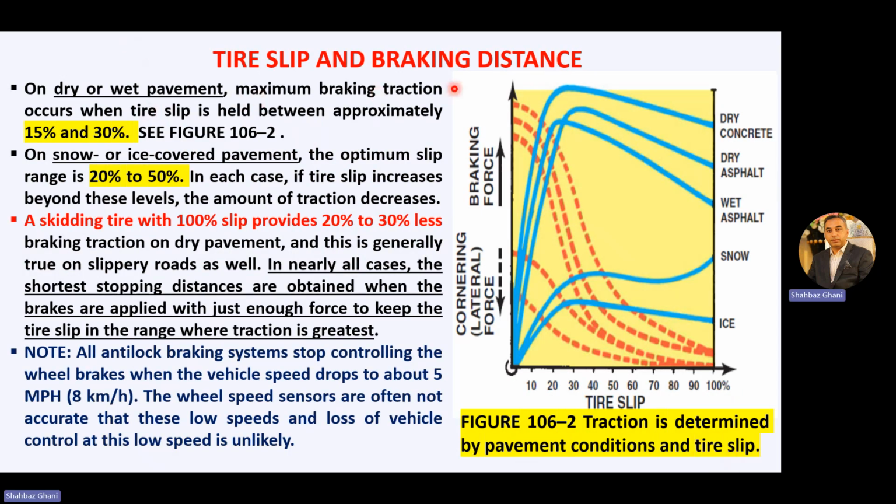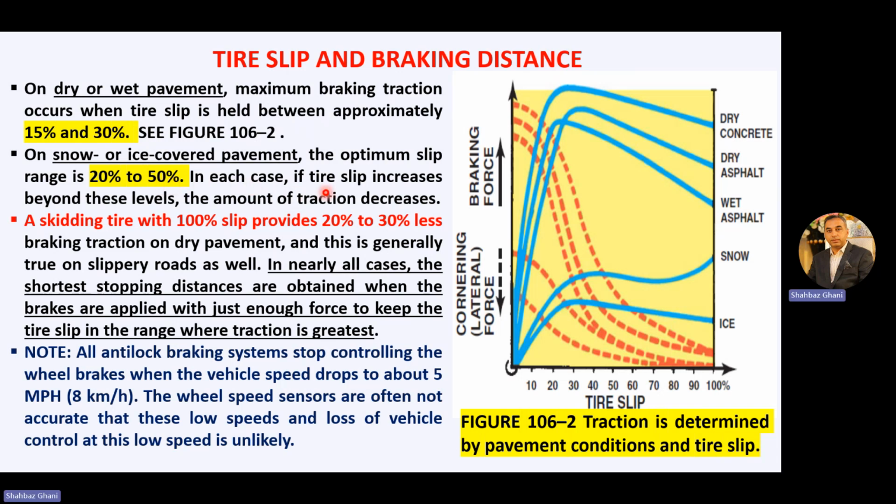Now, tire slip and braking distance. Tire slip and braking system distance depend upon the surface on which you are moving. On dry or wet pavement, the maximum braking traction occurs when the tire slip is held between approximately 15% and 30%. On snow or ice-covered pavement, the optimum slip range is 20 to 50%.